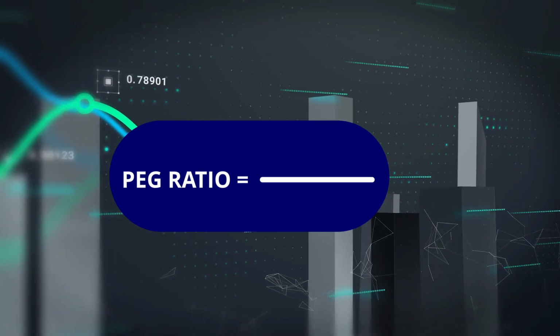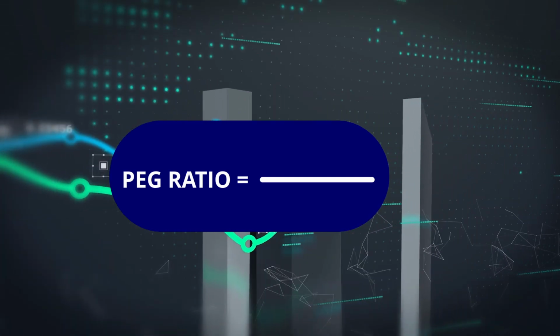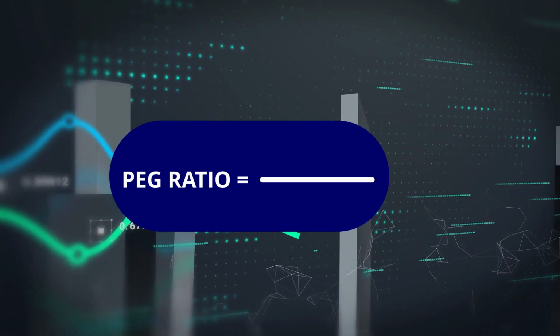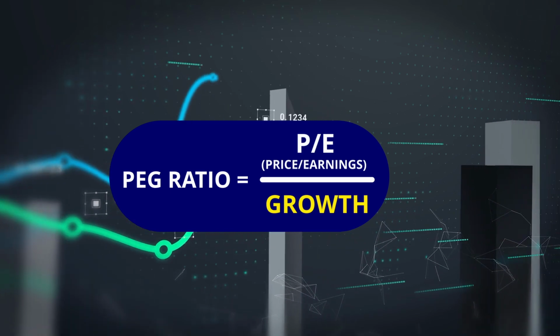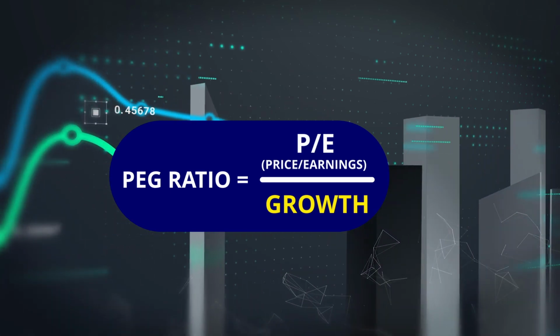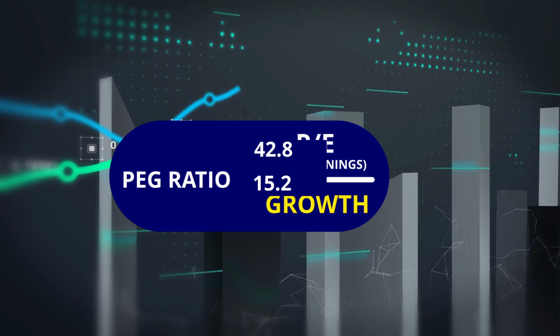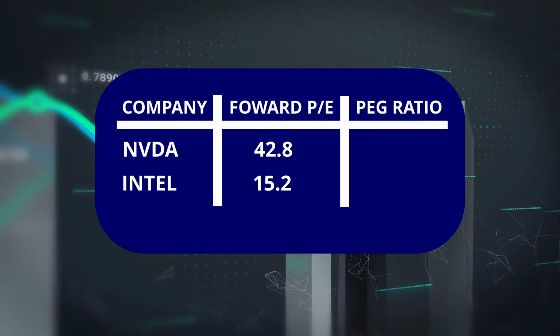That's exactly what you do when you only use P/E. This is where the PEG ratio comes in. It stands for price/earnings to growth. It takes the P/E and divides it by the annual growth rate. This changes everything. Let's look at two giants in 2026, Intel and NVIDIA.